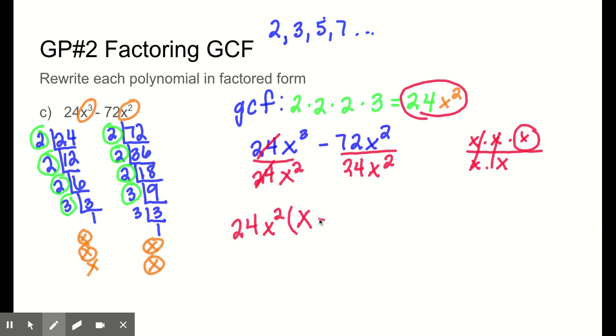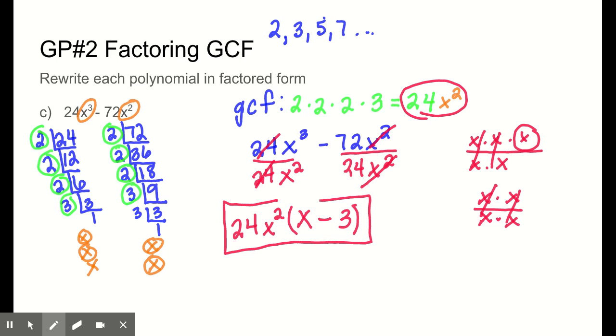72 divided by 24 is 3. And you have x squared divided by x squared. Well, 2 minus 2 is 0. So you would have 0 x's left. Again, let me just expand that and show you. You have x times x divided by x times x. These divide equal 1. These divide equal 1. So you're left with just 1. You are not left with x. It's a very common misconception, so please be careful. So x squared divided by x squared is equal to 1, but we already have this 3 left over. So our factored form is 24x squared times x minus 3.